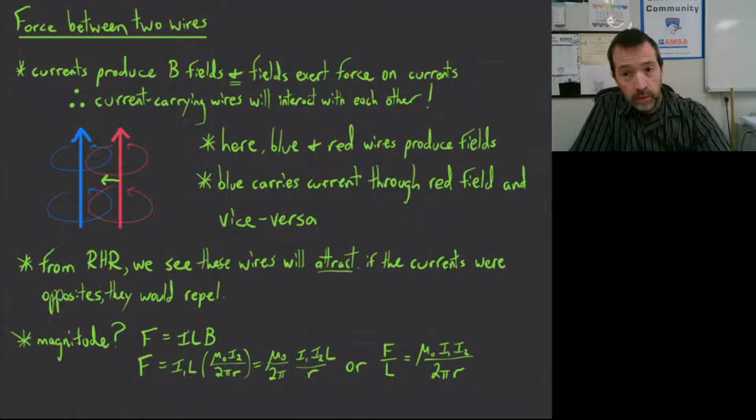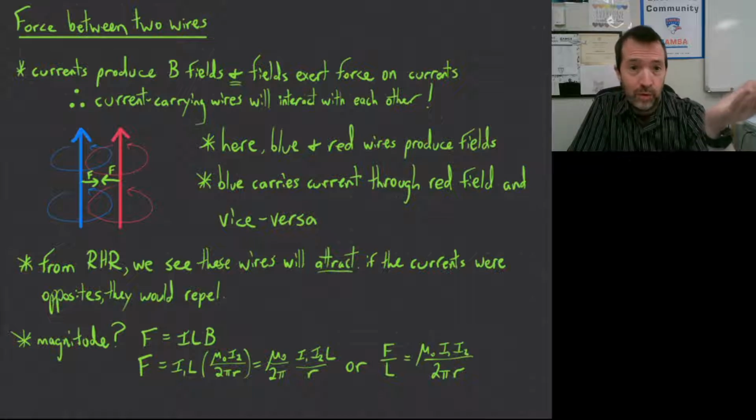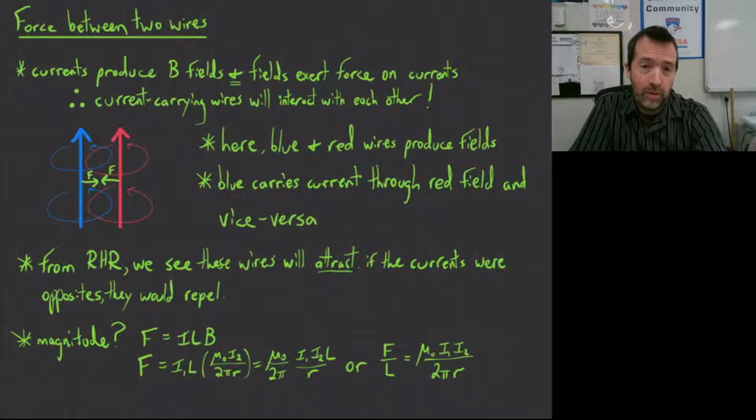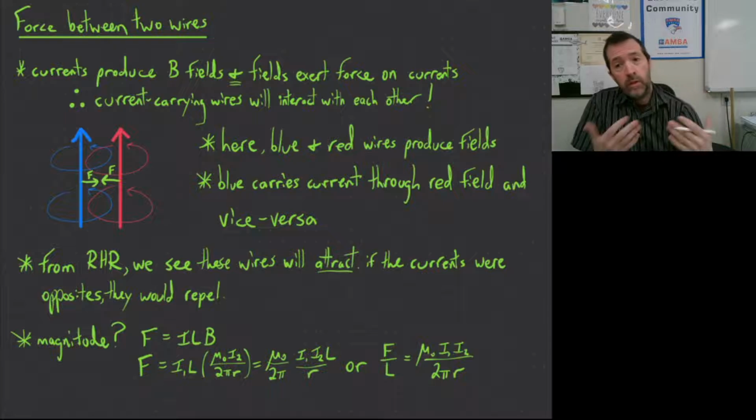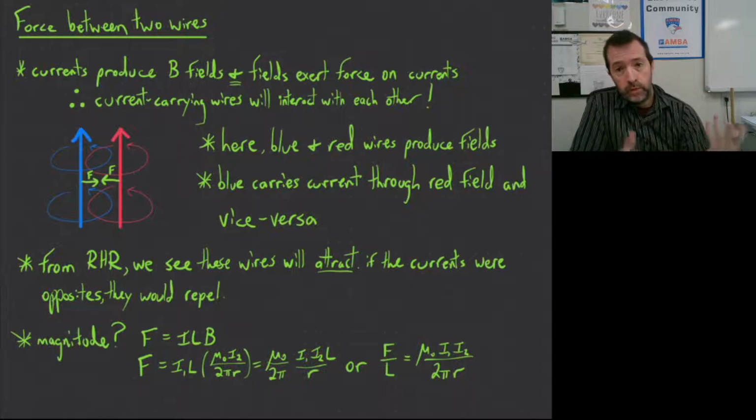If you go through the same process for the blue wire flowing through the red field, you'll find that that force points to the right. And that shouldn't really be surprising because this is an interaction between the two wires, and so their forces have to be opposites of each other. Same magnitude, opposite direction. If one of the wires were facing the other way so that the currents went in opposite directions, then they would repel each other instead.